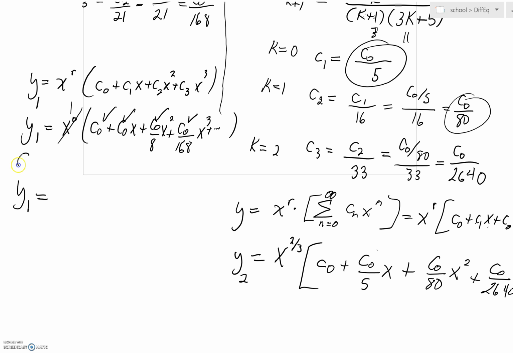So maybe let's just call c sub 0 something else. In class we called it c sub a. You could just call it c sub 1 if you'd like, and you could even factor it out if you'd like. There's nothing wrong with that whatsoever.